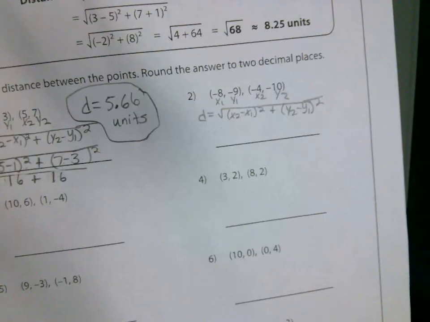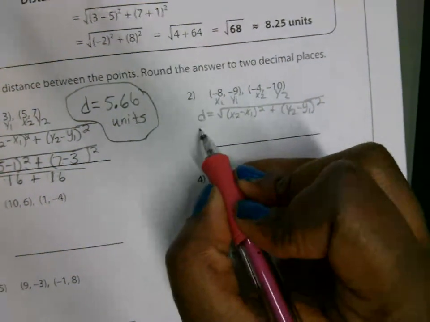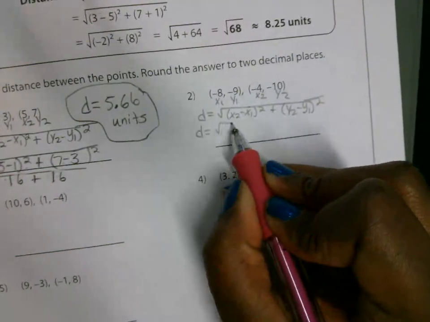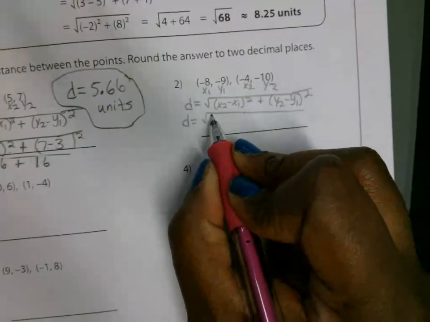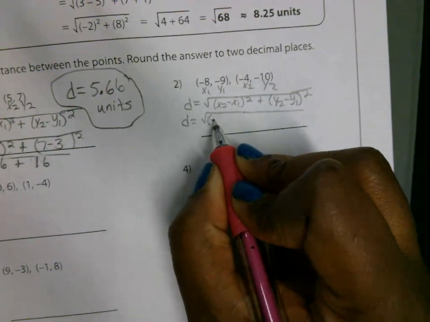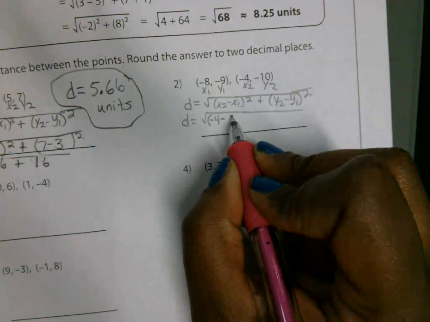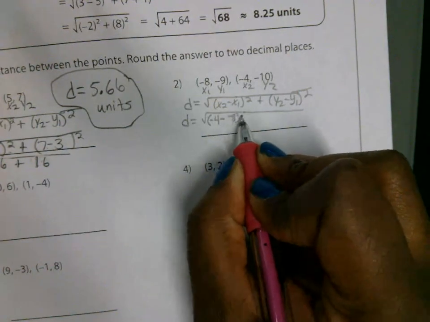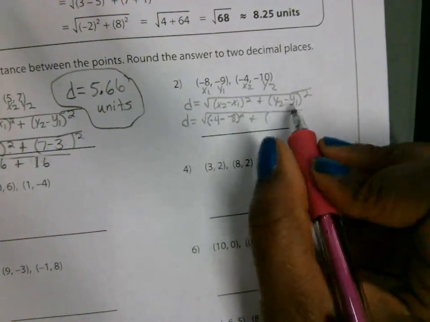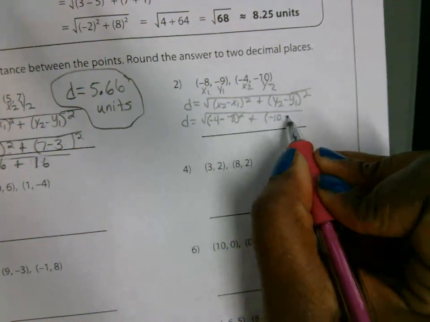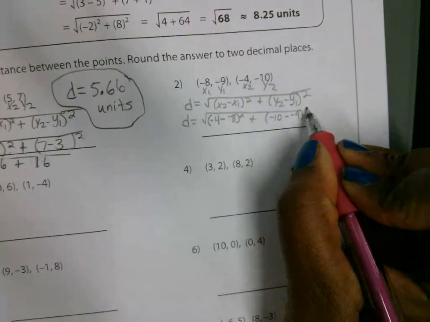Question so far? All I did was copy the formula and label. So now we're going to substitute. Are you okay? All right, so distance is equal to the square root. Under the square root sign, we're going to subtract the x's. What minus what are we doing? -4 minus -8, and square it. Plus, we have what minus what for the y's? -10 minus -9, and we're going to square that.